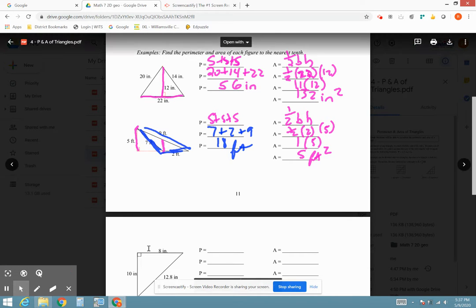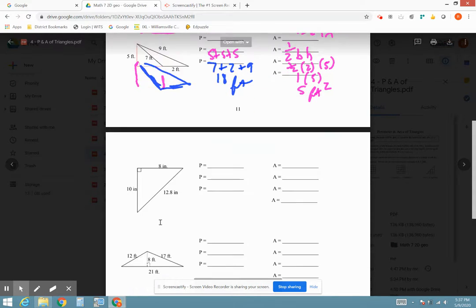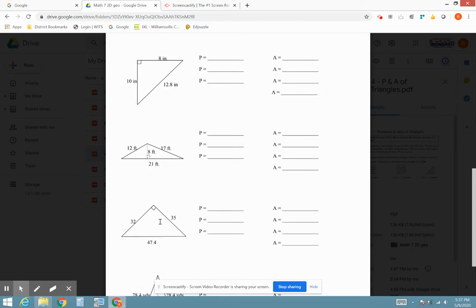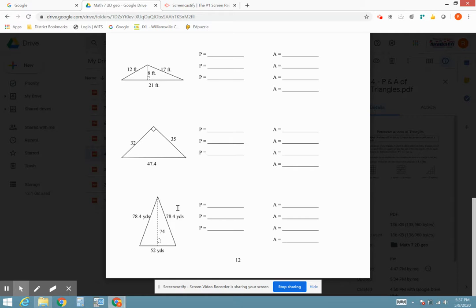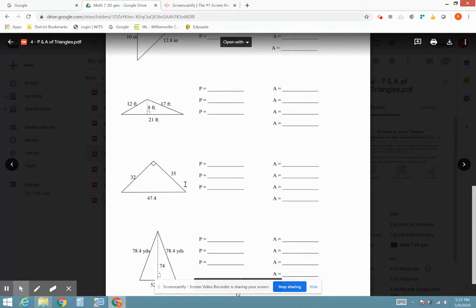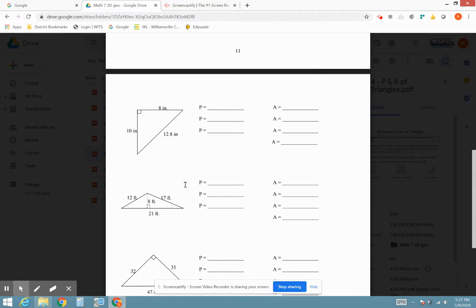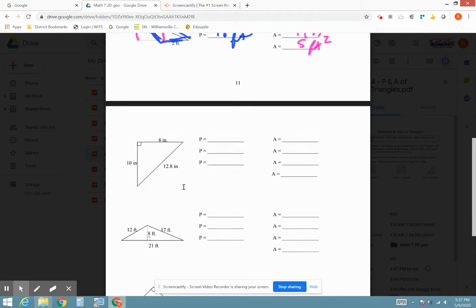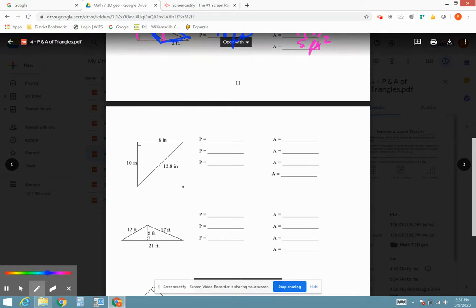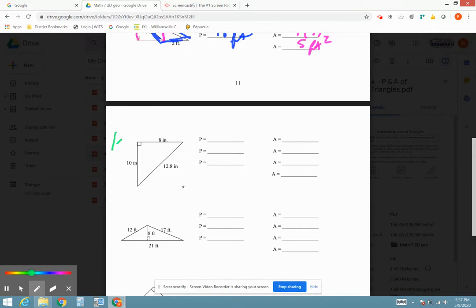Honestly, once you have the formulas, you should be able to just plug in and get the answer every single time. I'm going to scroll and see if there's anything that's different. They throw some decimals in here, process is the same, and you have a calculator, so no biggie. So let's have you guys try just the very next one. Let's have you try this one right here.